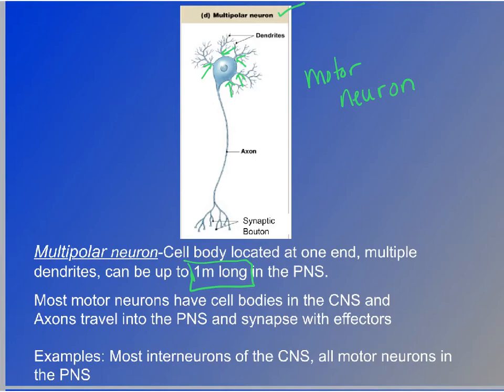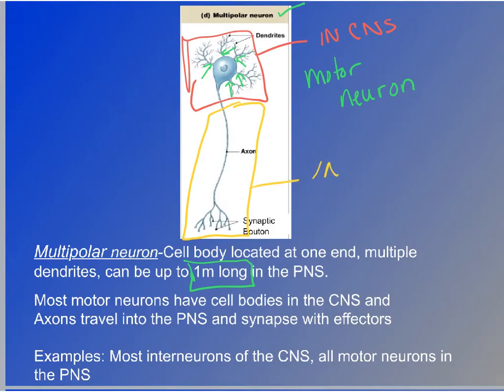Location-wise, let me change colors here. The cell bodies and the dendrites are located in the central nervous system. And the axon, the telodendria, and the synaptic boutons are located in the peripheral nervous system. We'll learn more about that when we get to the spinal cord.